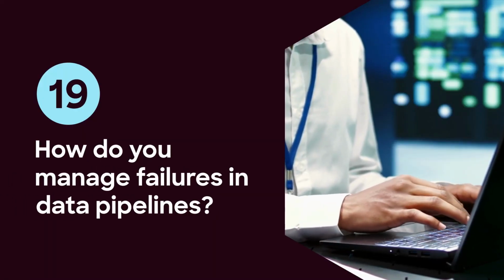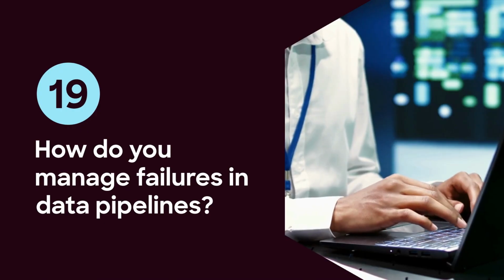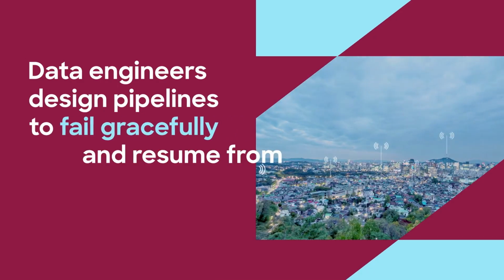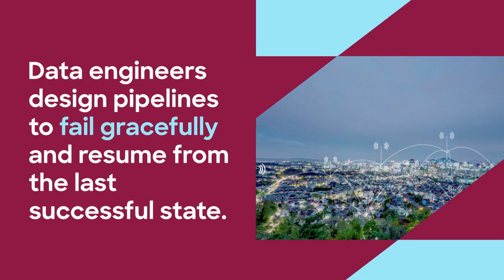19. How do you manage failures in data pipelines? Failures are handled using retries, alerts, and checkpointing mechanisms. Data engineers design pipelines to fail gracefully and resume from the last successful state.